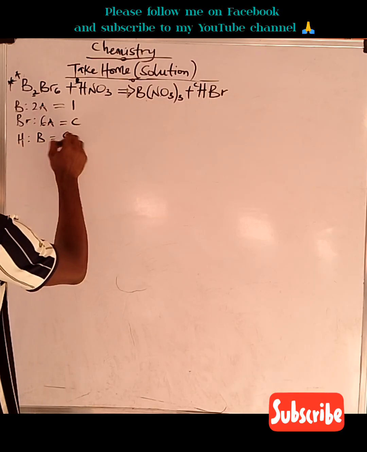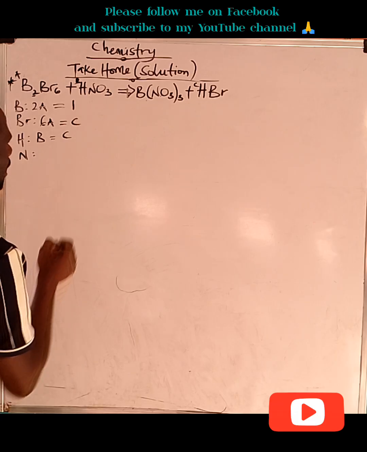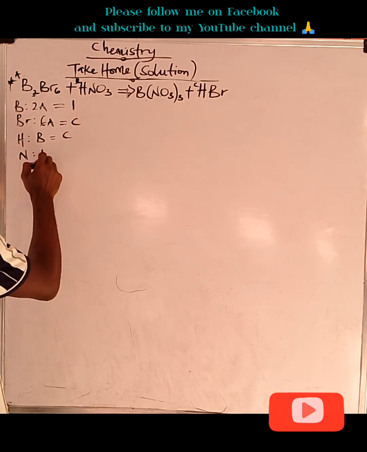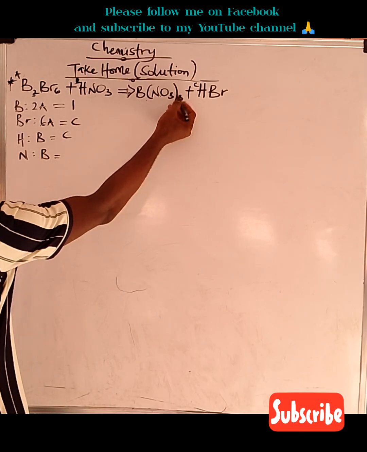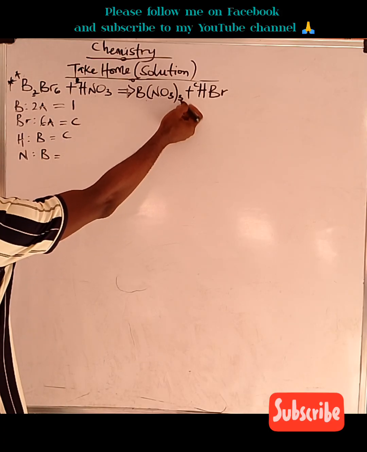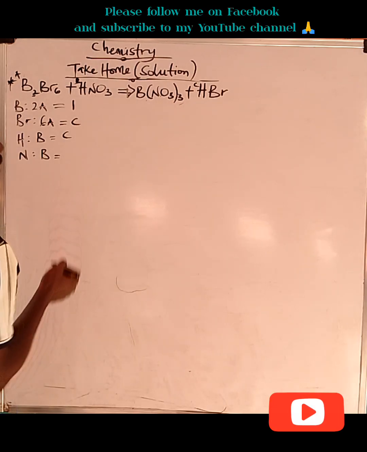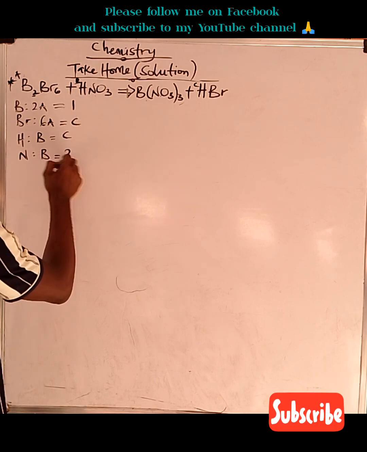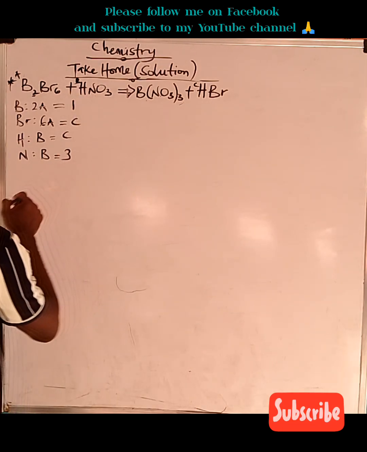1 times C is C. So the next is nitrogen. How many atoms of nitrogen do we have here? We just have one atom of nitrogen. 1 times B is B, equals nitrogen, one atom that's going to be affected by this external number, this substrate. So that's going to be 3 atoms of nitrogen. No coefficient attached, just 3. As simple as that. So I think we're done with that.